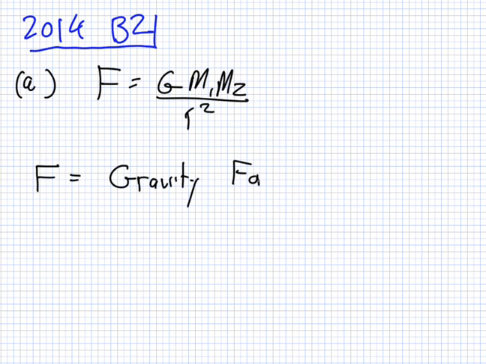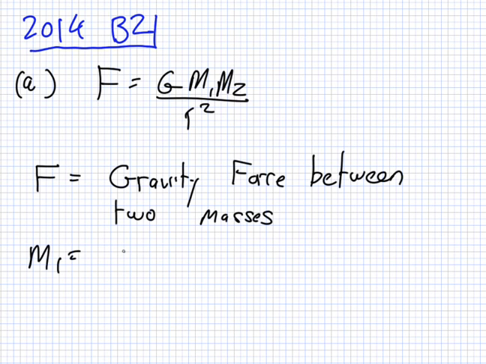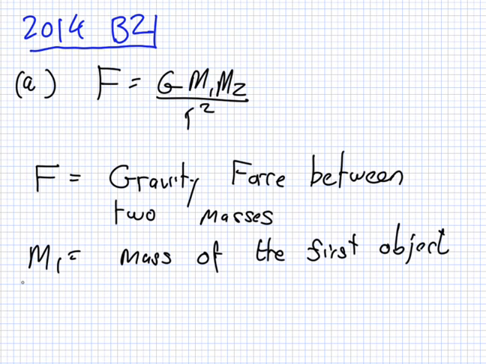The gravity force between two masses. M1 is mass of the first planet or whatever, mass of the first object. M2, mass of the second object.